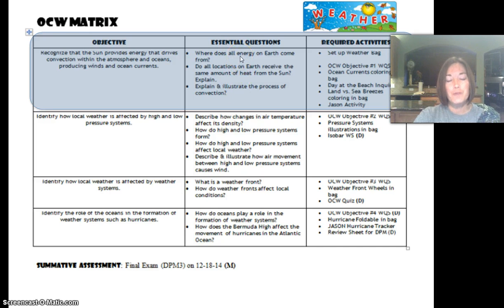on Earth come from? So where does it originate from? Do all locations on Earth receive the same amount of heat from the sun? And explain. And explain and illustrate the process of convection. So here we go.